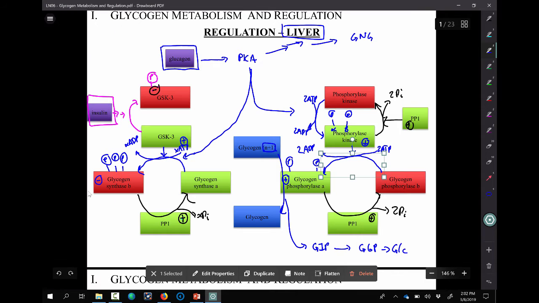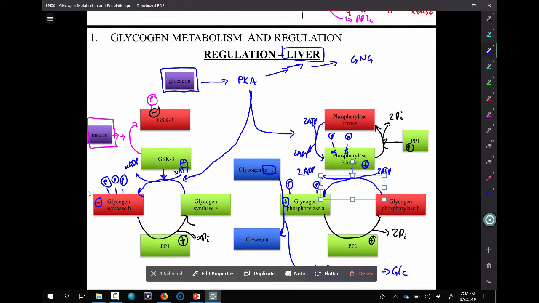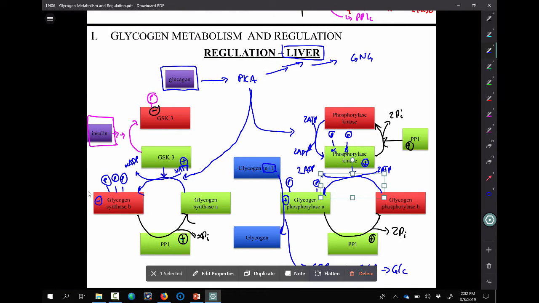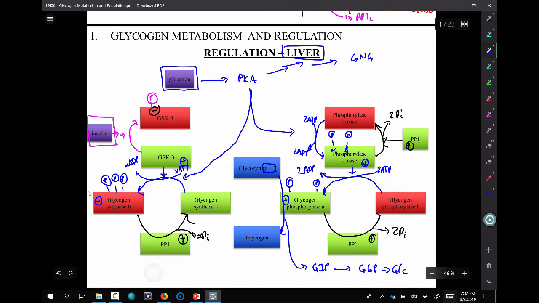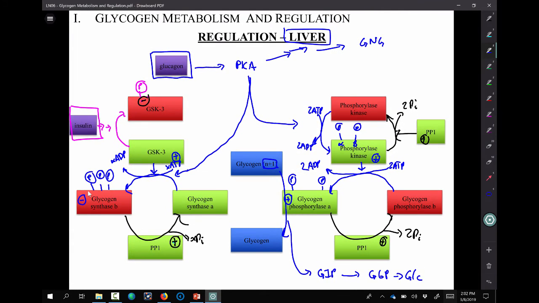so last time we left off right here, and we are talking about glycogen metabolism, of course, and the regulation of glycogen metabolism, in particular in the liver. And we talked in specific detail about what glucagon signaling will do specifically to glycogen breakdown.